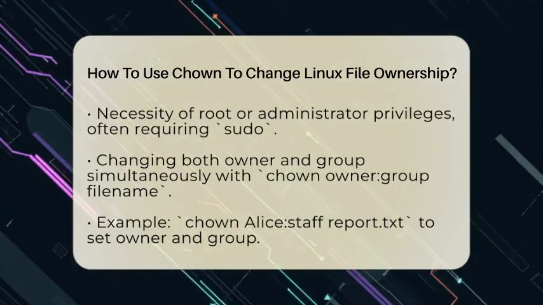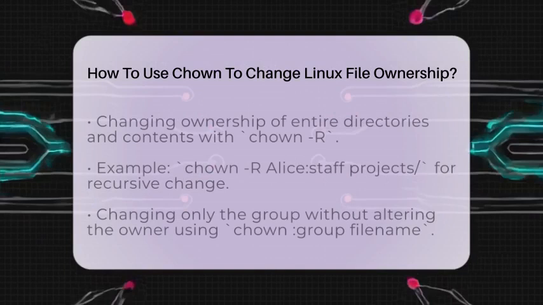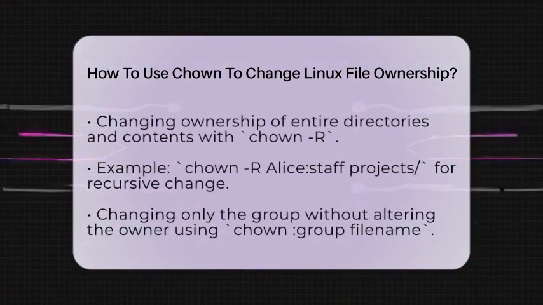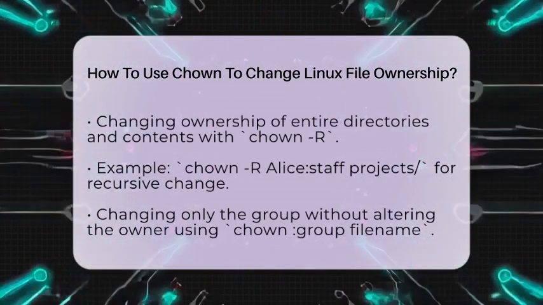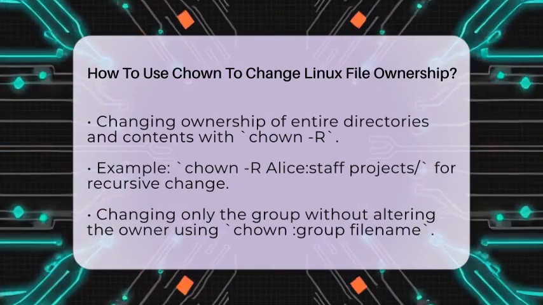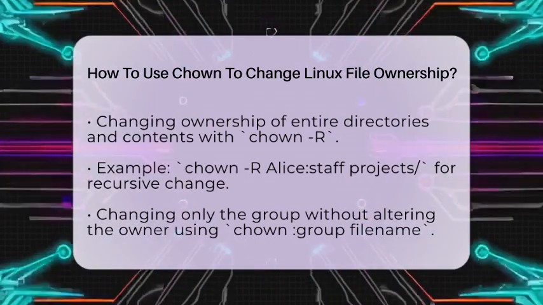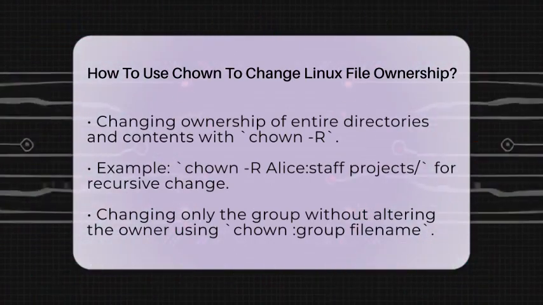Sometimes, you want to change the ownership of a whole directory and everything inside it. To do that, add the letter -R after chown. For example, chown -R alice:staff projects. This command will change ownership for the directory named projects and all its subfolders and files.